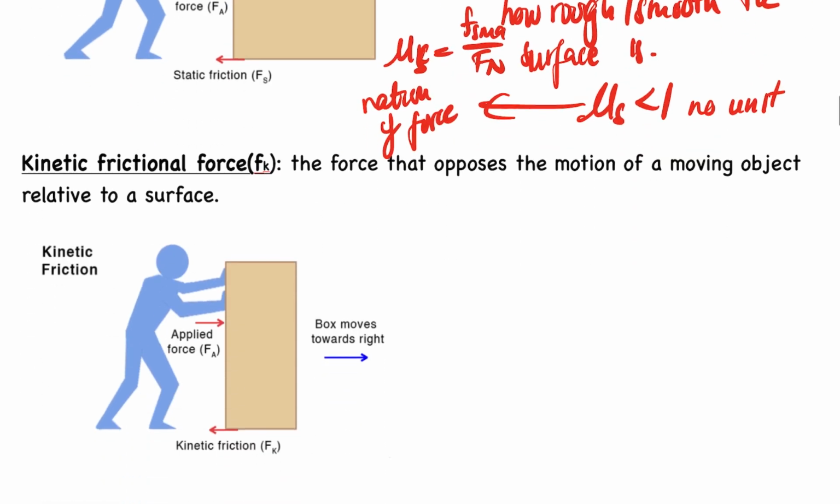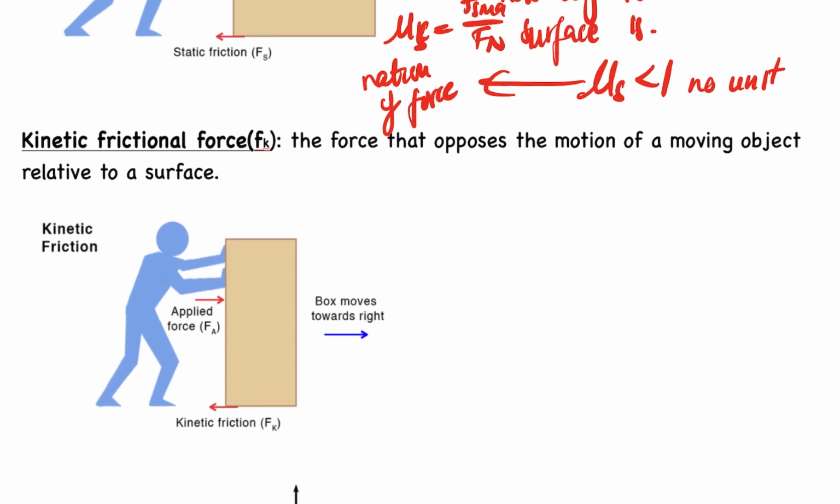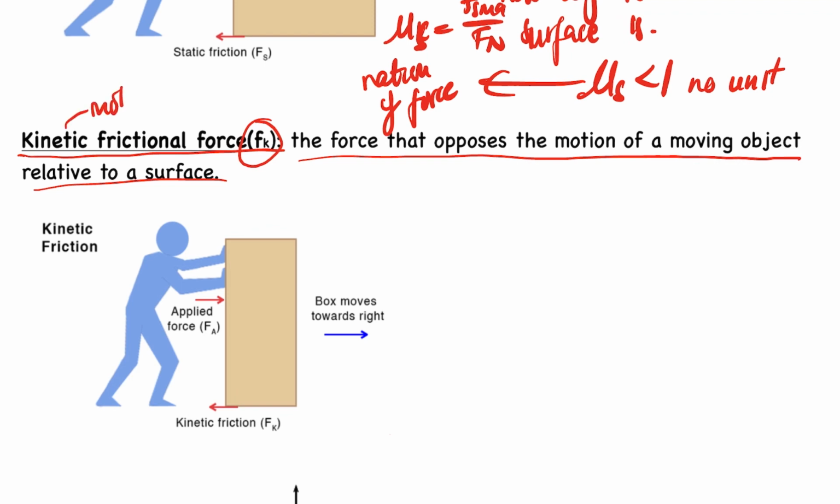So another type of force is the kinetic frictional force. Its symbol is Fk, and it is the force that opposes the motion of a moving object relative to the surface. When we talk about kinetic, we're talking about motion, something that is in motion or moving. If you look at this gentleman here, he is pushing this object in that direction, and there's a kinetic frictional force that opposes the motion while it's moving. We call it kinetic frictional force.